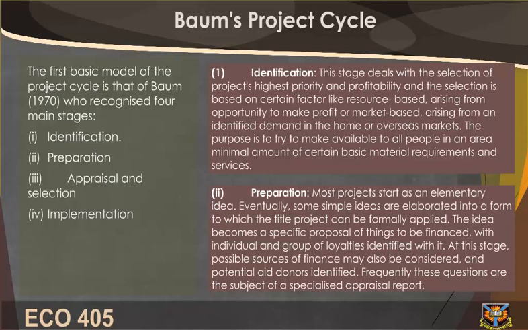2. Preparation. Most projects start as an elementary idea. Eventually, some simple ideas are elaborated into a form to which the title project can be formally applied. The idea becomes a specific proposal of things to be financed, with individuals or groups of loyalties identified with it. At this stage, possible sources of finance may be considered and potential aid donors identified. Frequently, these questions are the subject of a specialized appraisal report.